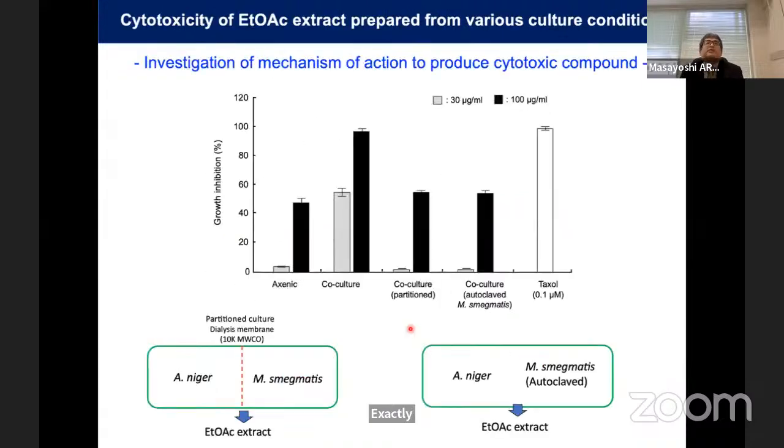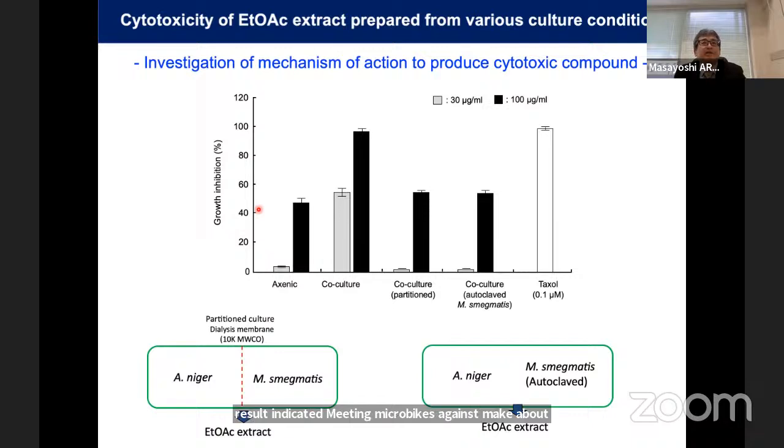Okay, so next, two studies were conducted as a part of analysis of mechanism of action. As a first experiment, we cultured Aspergillus niger with autoclaved, dead Mycobacterium smegmatis. After that, we confirmed whether the extract shows the cytotoxic activity or not. As a result, the cytotoxic activity of the extract was the same as in the extract of axenic culture, you can see here. So this result indicated living Mycobacterium smegmatis is necessary to produce the cytotoxic compound from fungi.